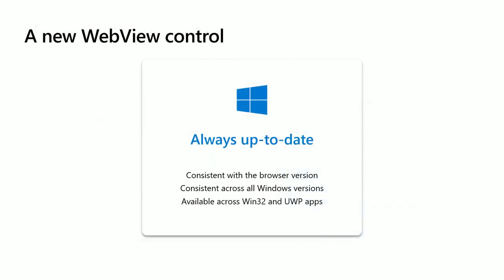So we're introducing a new web view control with the new Microsoft Edge. Like our PWA offering, it'll be always up to date, in sync with the browser on the device. It'll be consistent across operating system versions, so this will be available to Windows 7 and up. Regardless of the version of the operating system, this will be up to date with the browser. And it'll be available across Win32 and UWP apps. So regardless of your language, regardless of what app environment you're targeting, you'll be able to use this web view.